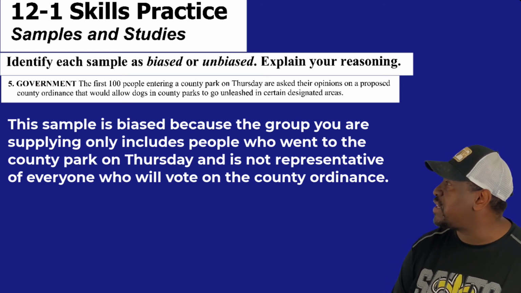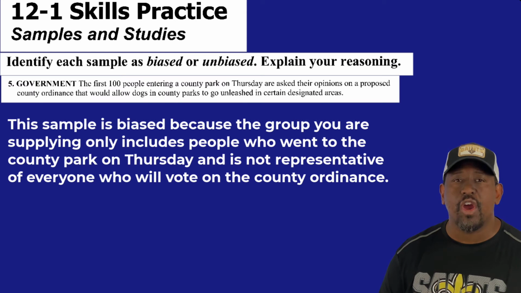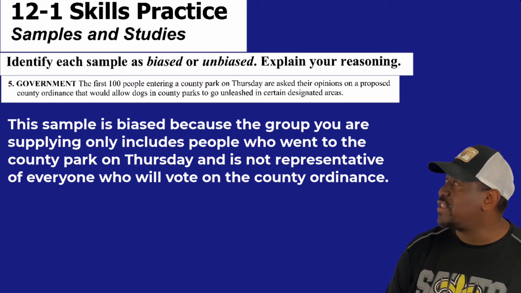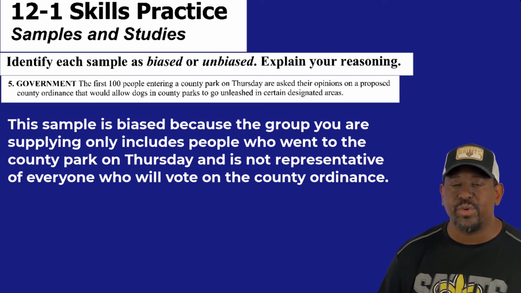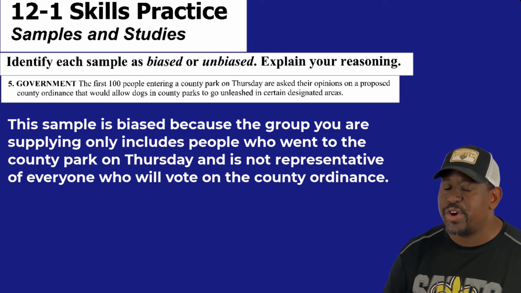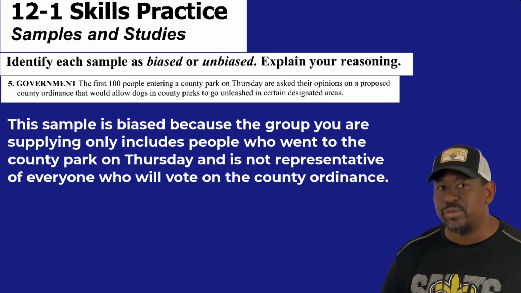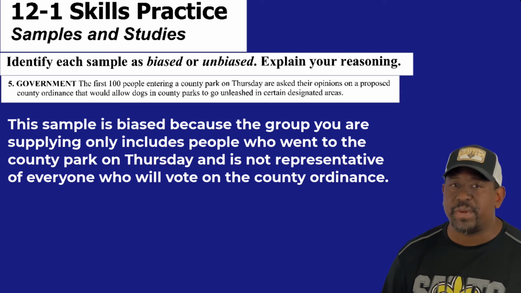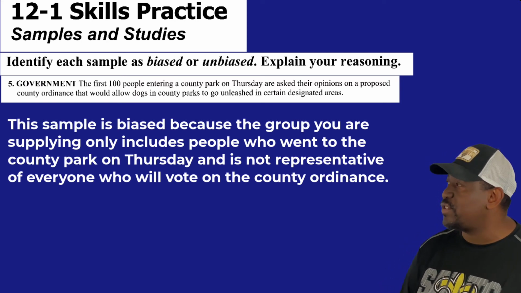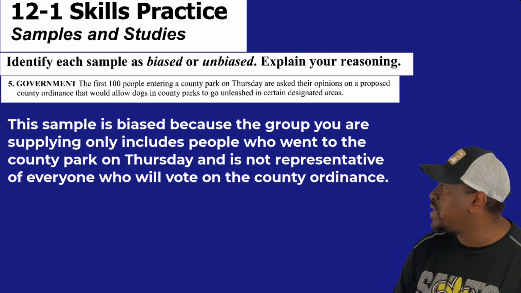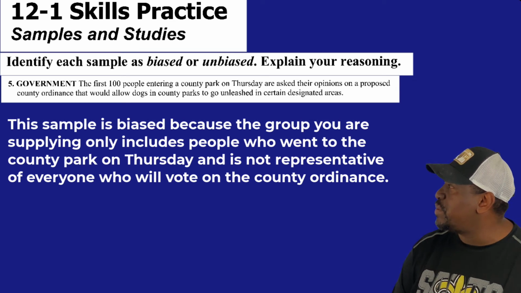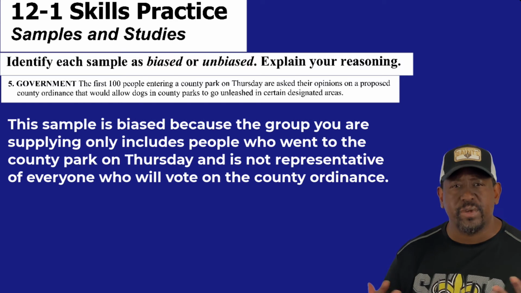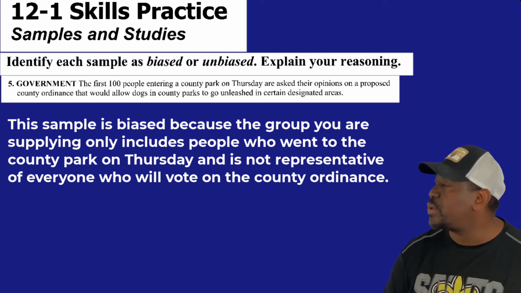We say it's biased because the group you are sampling only includes the people that visit the county park on Thursday. It doesn't deal with people who visit the county park on other days, or people who never visit the county park, because you're not getting their opinions either. So it only includes the people who went to that county park on Thursday. So that would be considered a biased sample.